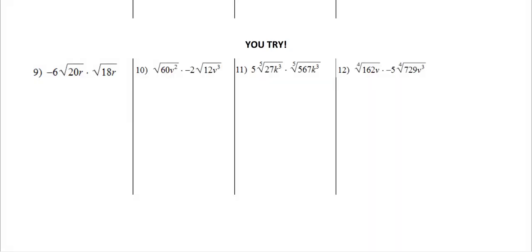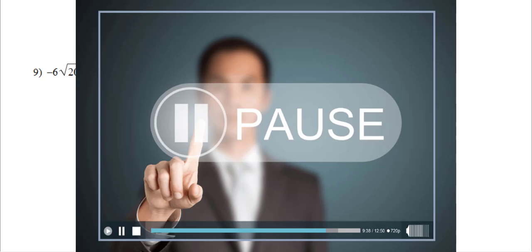Okay, what I want you guys to do is try these 4, starting at number 9 through 12. 2 of them are just square roots, and then 11 and 12 are a fifth root and a fourth root. I want you to try them real quick, hit pause, and then hit play.